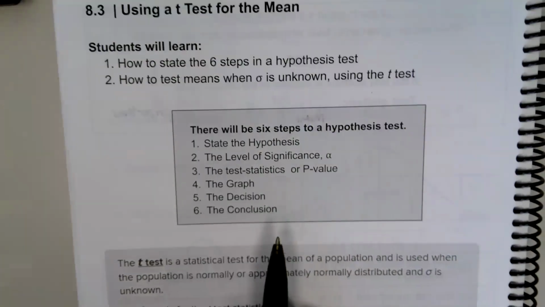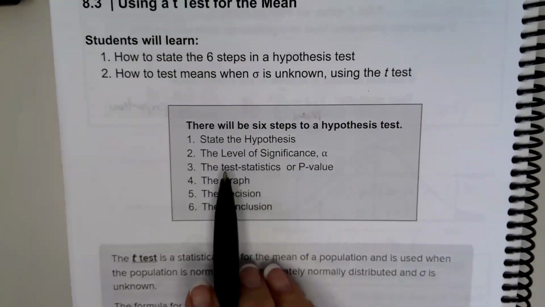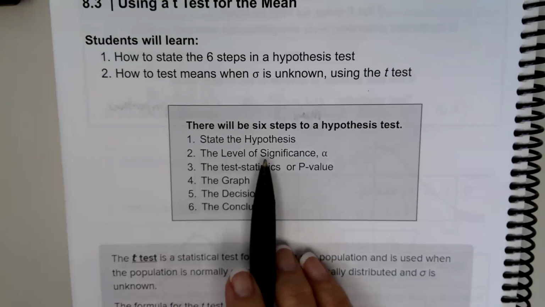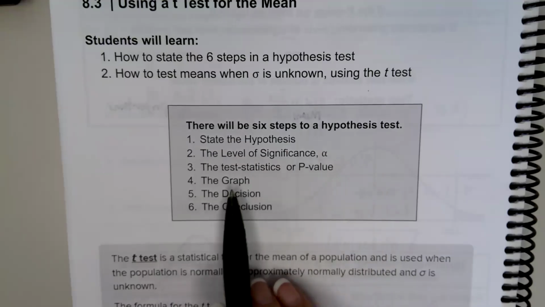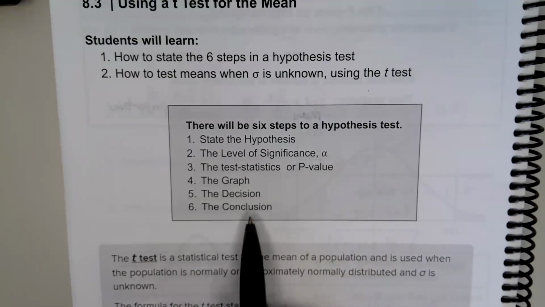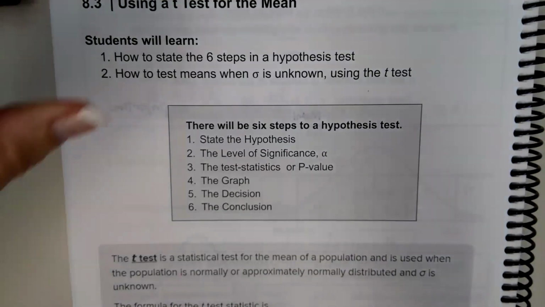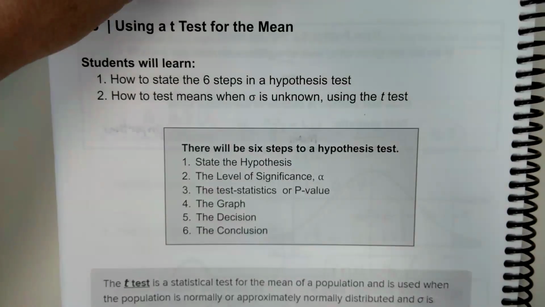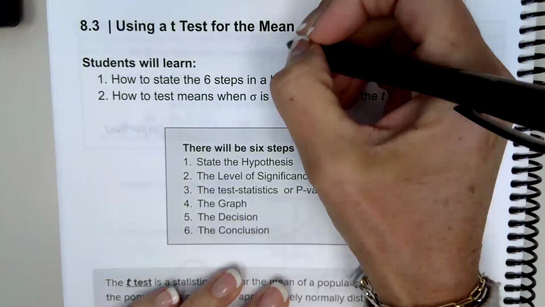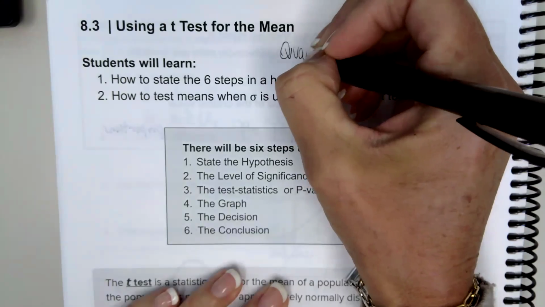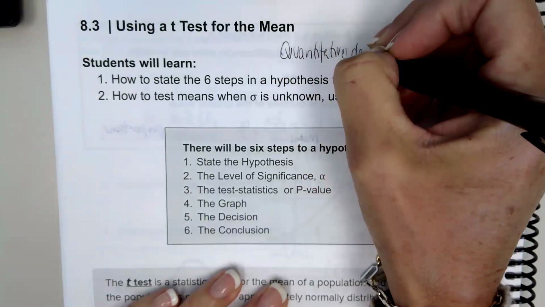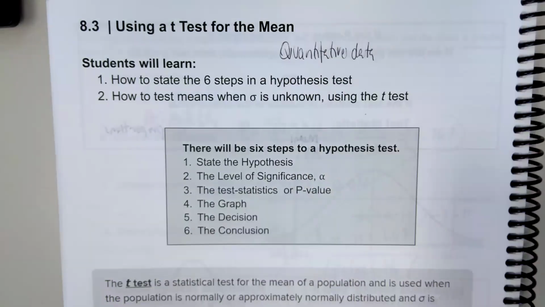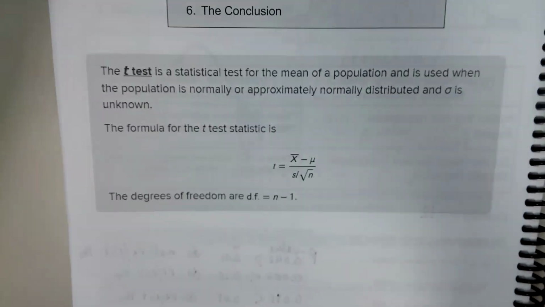So here are the 6 steps: stating the hypothesis. We've practiced these individually: the level of significance alpha, the test statistic or the p-value, the graph, the decision, and the conclusion. So when we have quantitative data, then we can calculate means. So quantitative data. We're going to do a t-test.